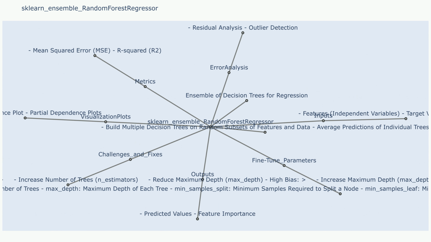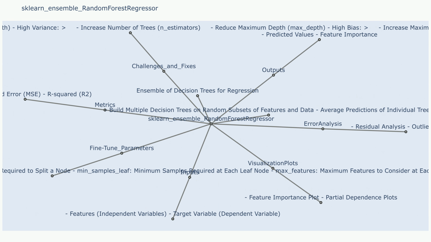Challenge 3: High memory consumption. Storing a large number of trees in memory can consume significant resources. Sample use case: training a random forest model with a million trees on a dataset with a large number of features could exhaust available memory.